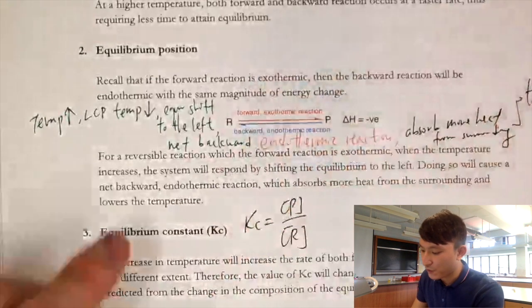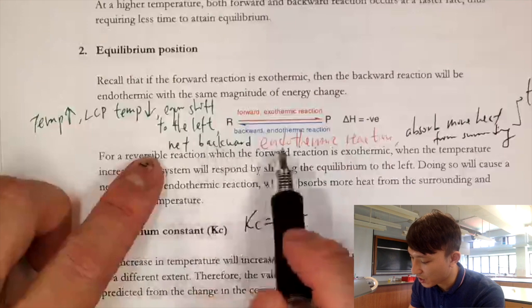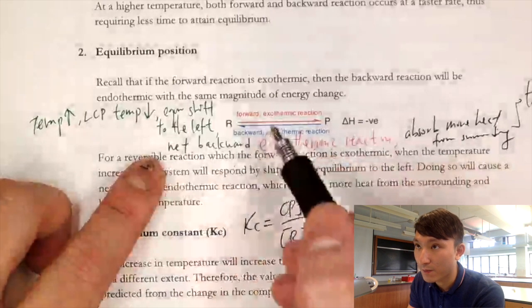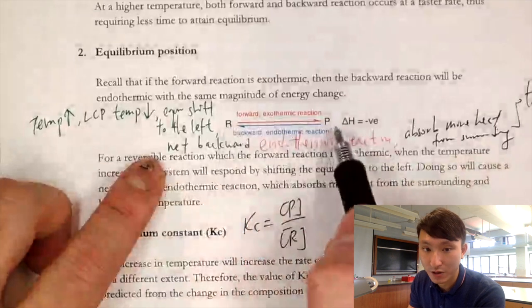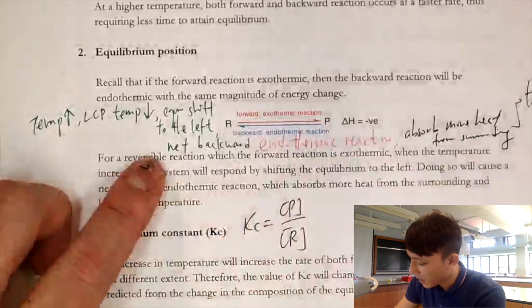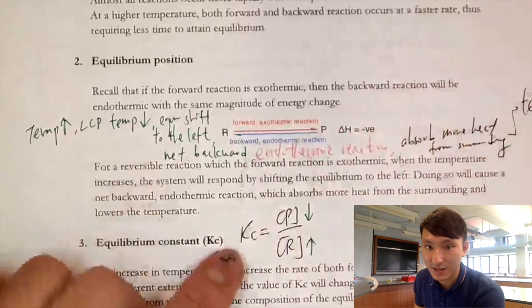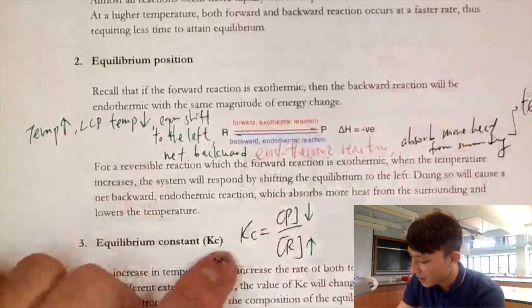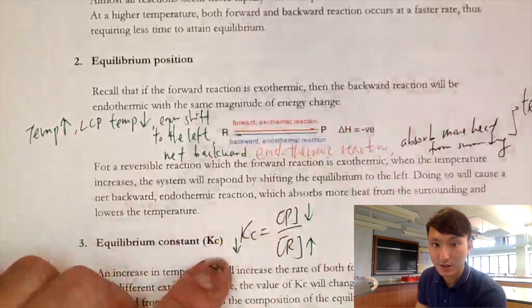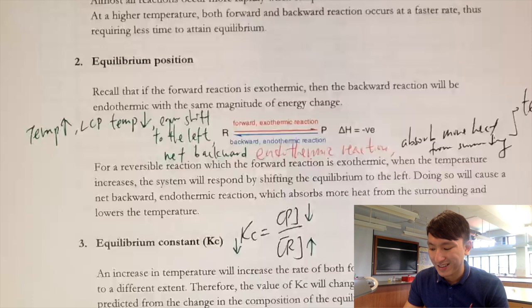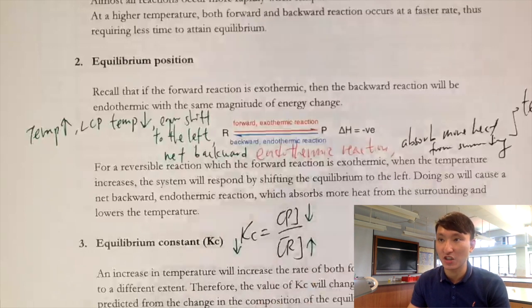So in this situation, it will shift the equilibrium to the left, so you will have more reactant and less product, right? So if you have more reactant, less product, what happened to the Kc? The Kc must be decreasing, right? So actually, Kc decreases in this situation, okay? So this is how you predict the change in Kc, okay?